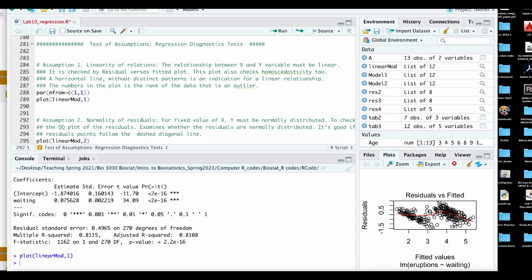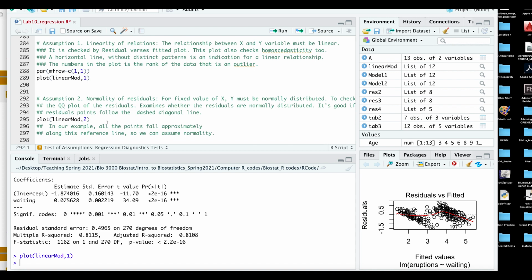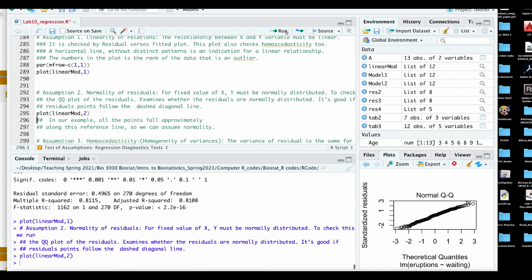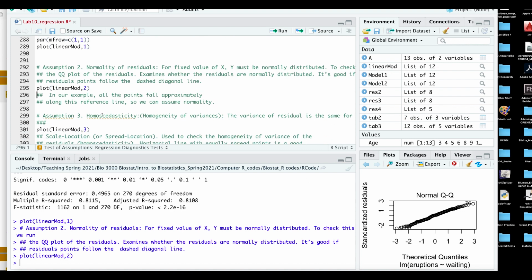Alright. Next is the normality of residuals. So this is what you check, the QQ plot of the residuals. It looks like it is normal, right? You see that, it is almost on the line. You can do a QQ line as well, but the QQ plot shows it is almost on the dotted line.